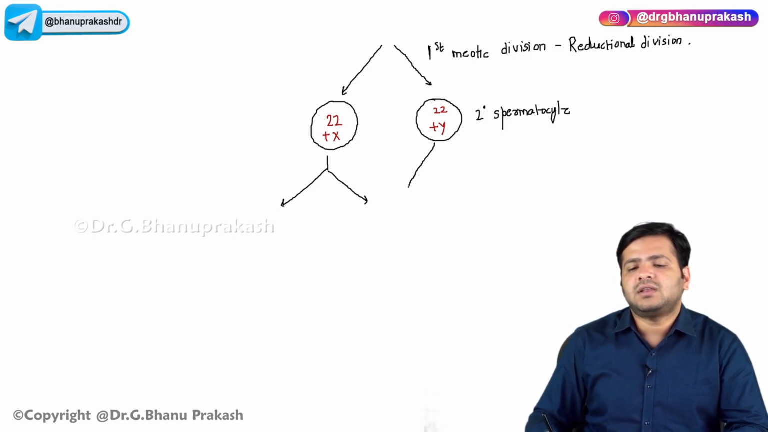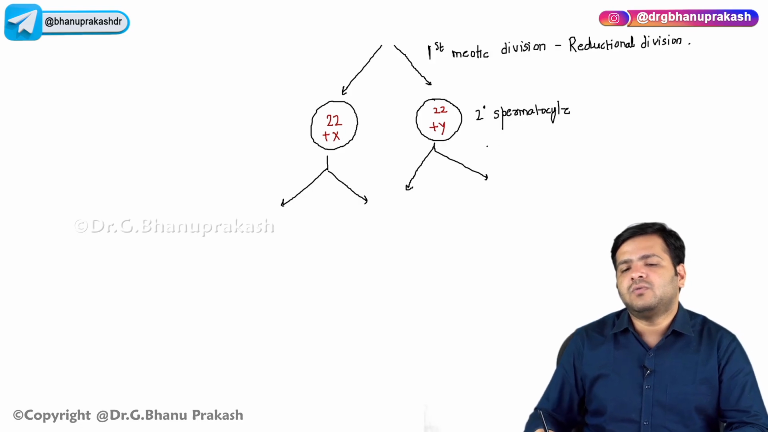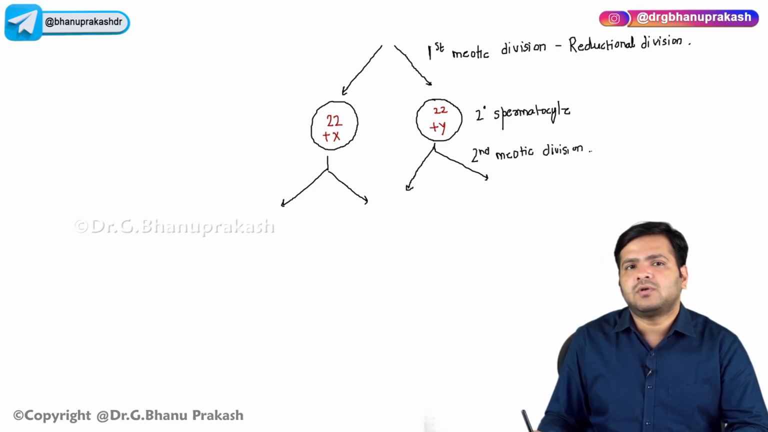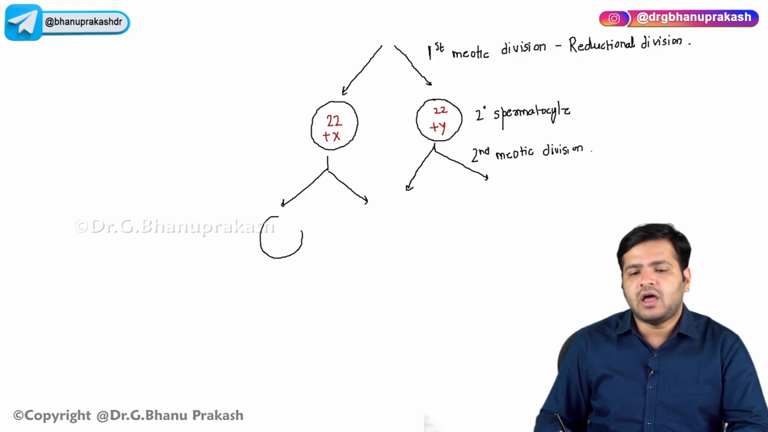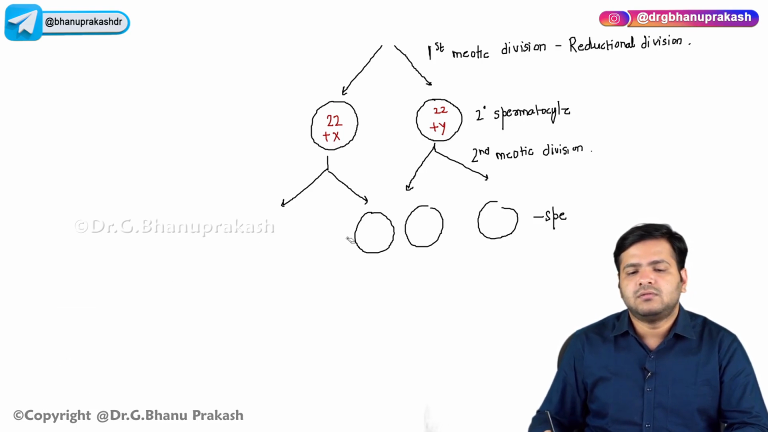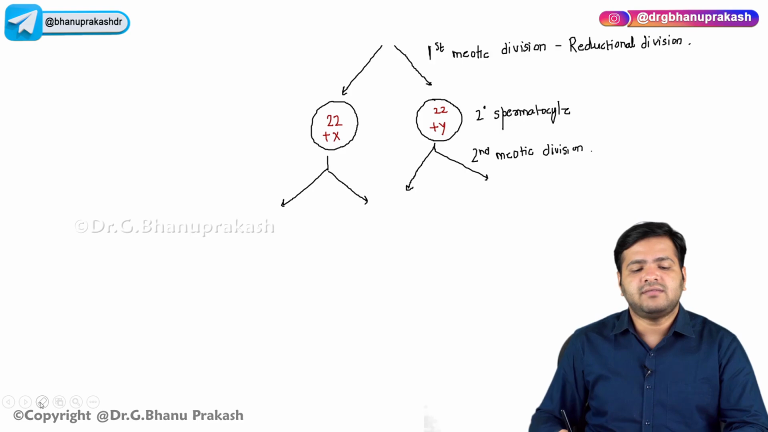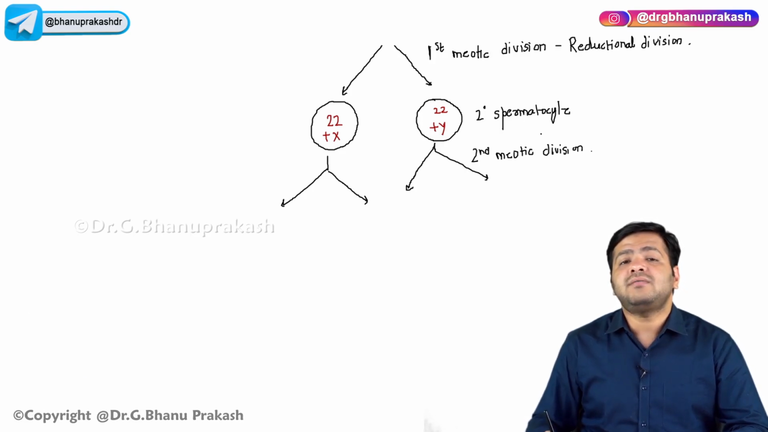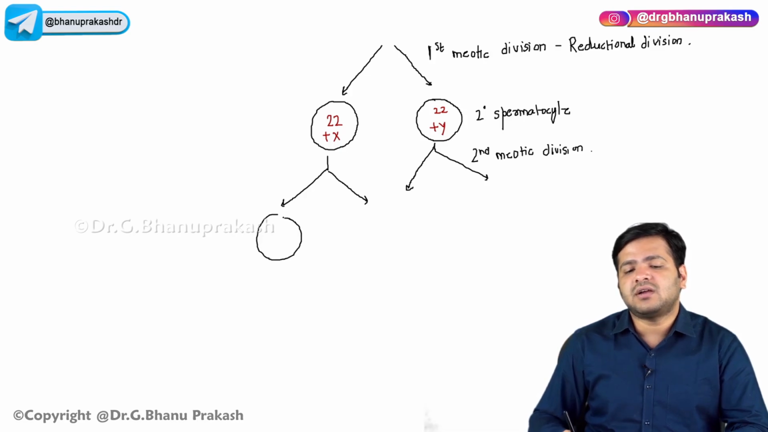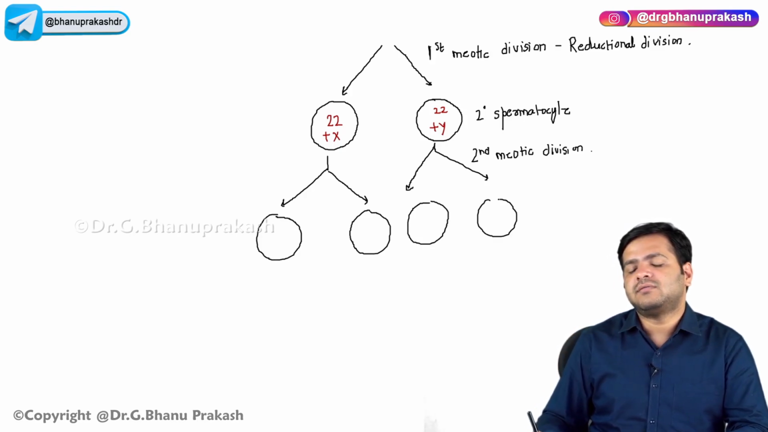Now, these secondary spermatocytes will further undergo the second meiotic division to form round globular structures called spermatids.